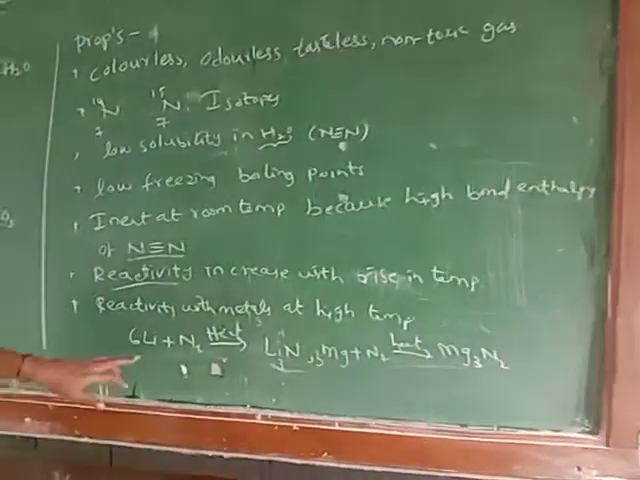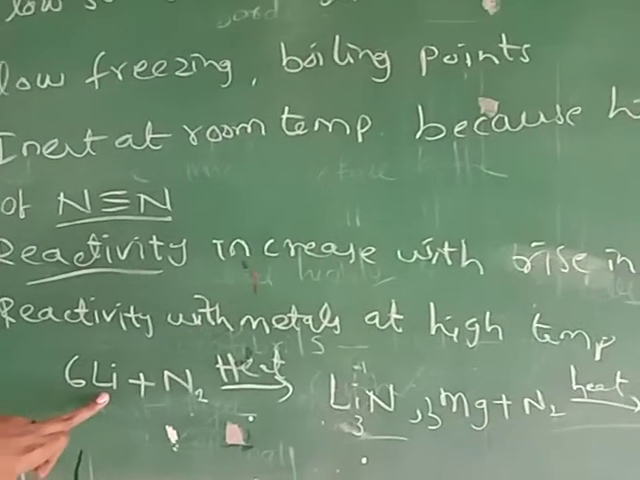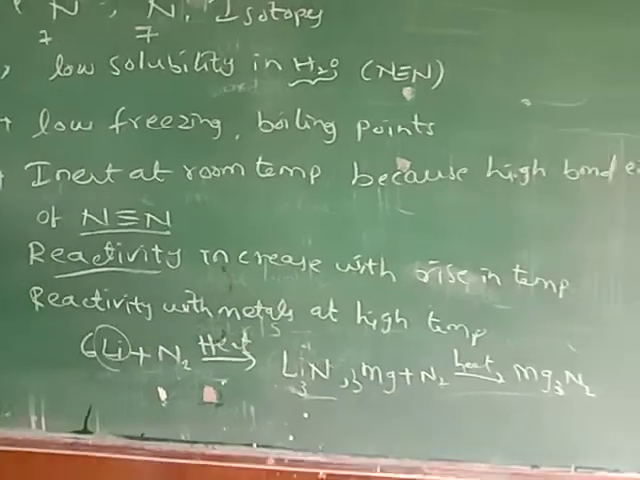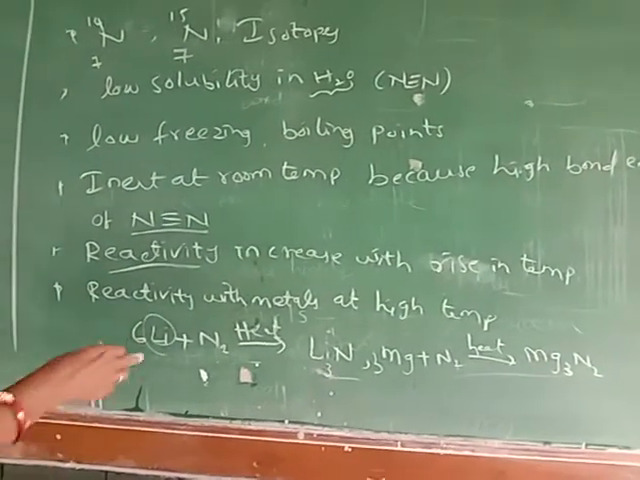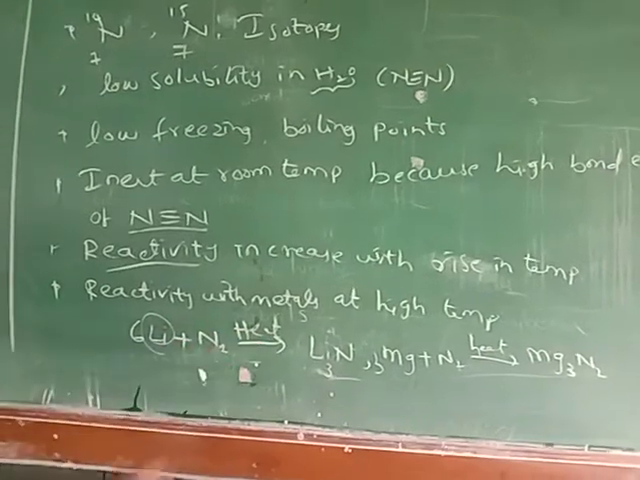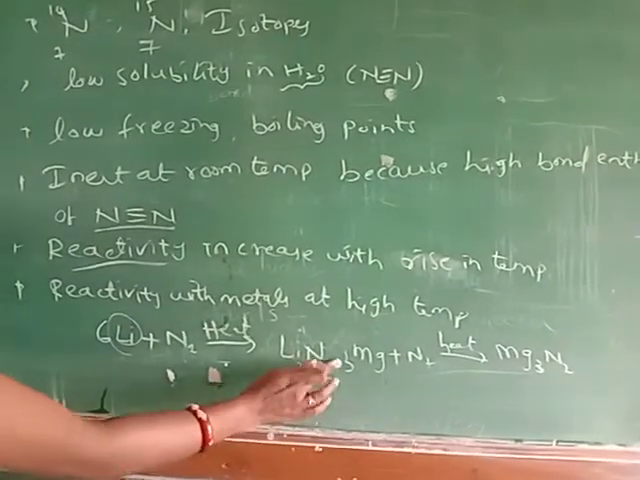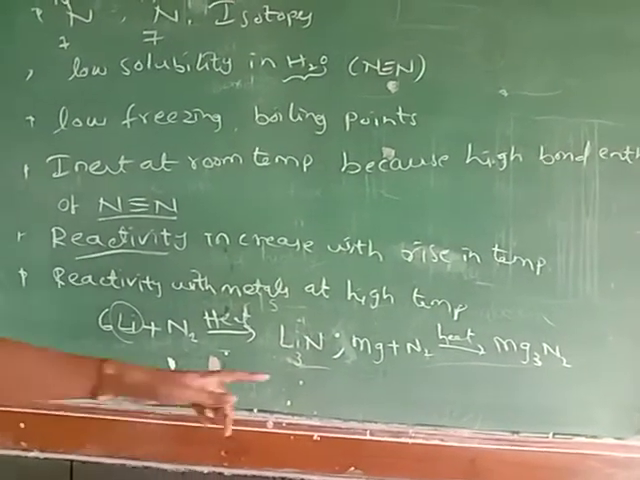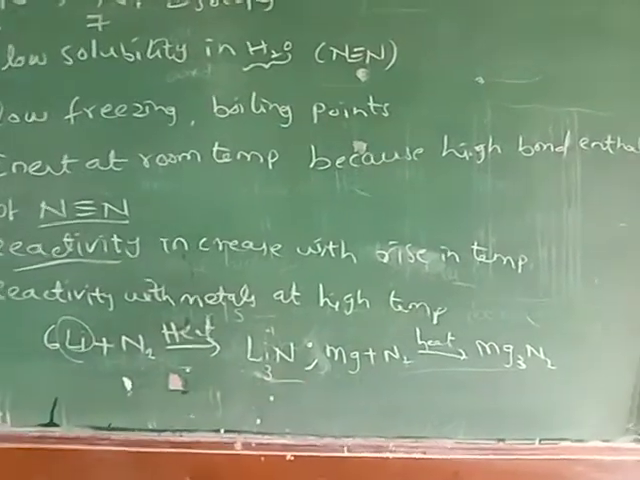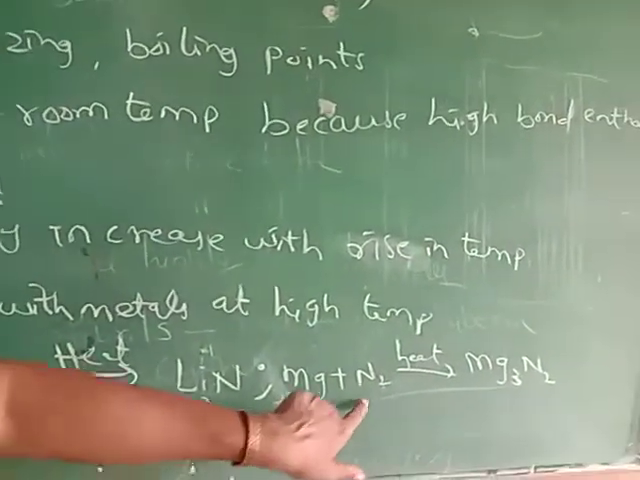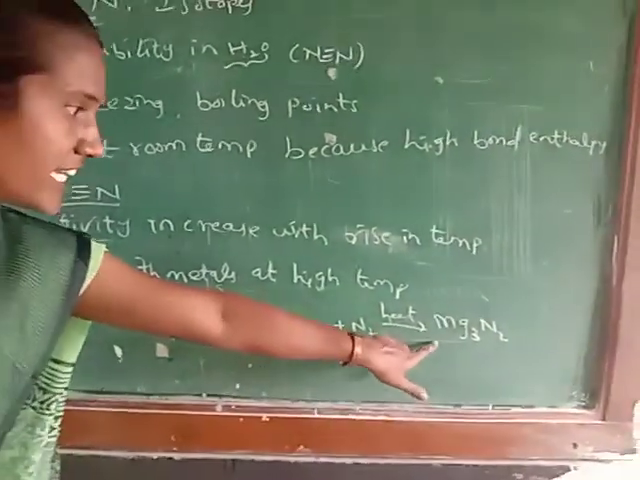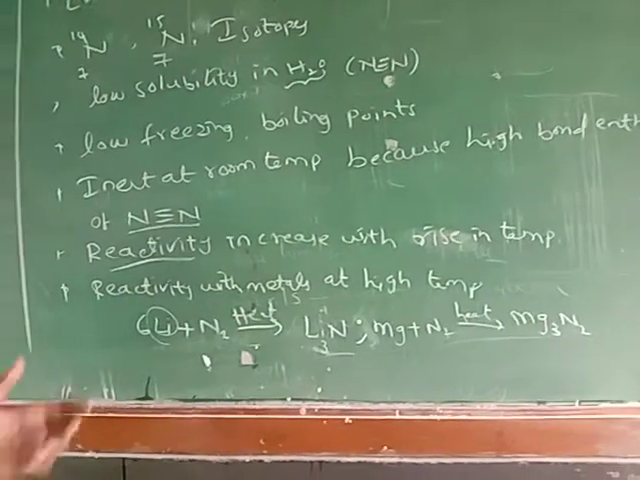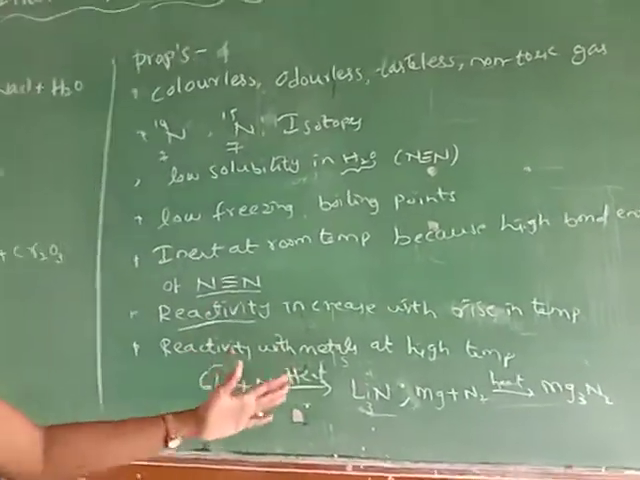See the reactions here. Dinitrogen reacts with the metal lithium. Lithium is a first group element. Is lithium a metal or not? Yes, it is a metal. S block elements are metals. Lithium reacts with dinitrogen at high temperature and we get lithium nitride. See another reaction, that is magnesium. Magnesium is also a second group element and is also a metal. Magnesium reacts with dinitrogen at high temperature and we get magnesium nitride. So at high temperature, nitrogen is involved in chemical reactions.